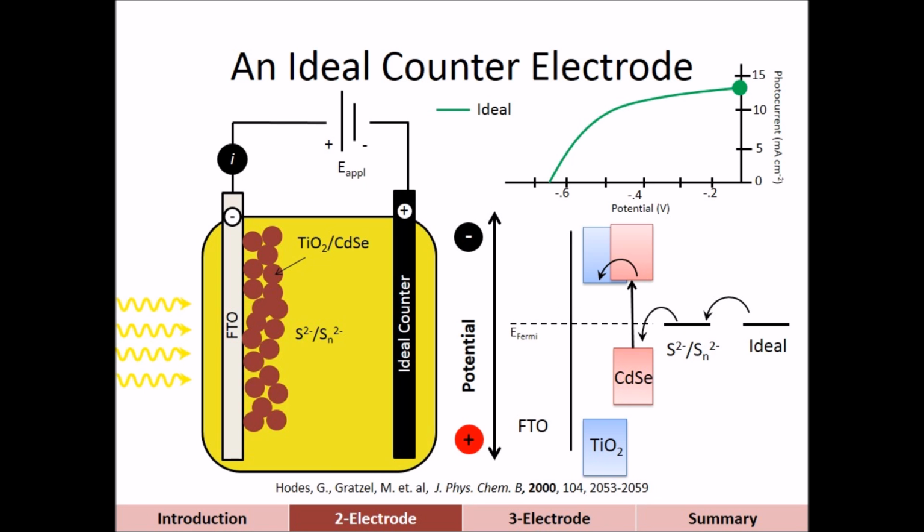As we continue to decrease the potential between these two electrodes, we continue to decrease the Fermi level of the working electrode until it reaches the potential of the counter electrode. At this point, there's no potential difference between the working and counter electrodes. We've reached the short circuit current condition. So for an ideal counter electrode, at short circuit current, the potential of the counter electrode is equal to the potential of the redox couple.